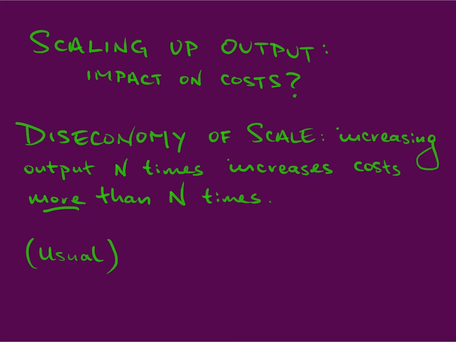Another reason why we expect that most industries have diseconomies of scale is simply increasing marginal costs, which would imply that each increase in output costs more than the increase before it.